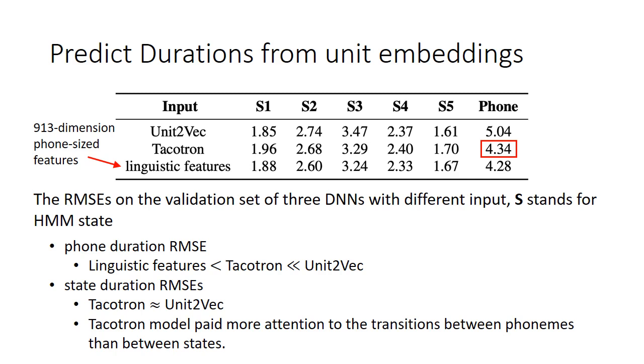We can see the phone duration RMSE of using the unit embedding learned from Tacotron was much smaller than the one using unit vector, which was close to the accuracy of predicting durations from linguistic features. In terms of predicting state durations, these two unit embeddings achieved similar accuracy. One possible reason is that states are hidden units, and the Tacotron model paid more attention to the transitions between phonemes than between states.